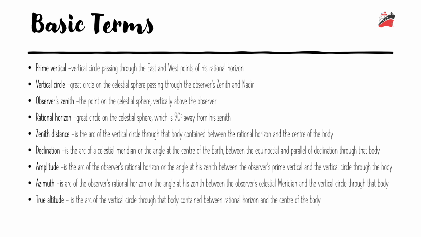I will explain it to you with respect to the diagrams. I will show it on the diagrams. What do prime vertical, vertical circle, observer zenith, rational horizon, zenith distance, declination, amplitude, azimuth, and true altitude mean?